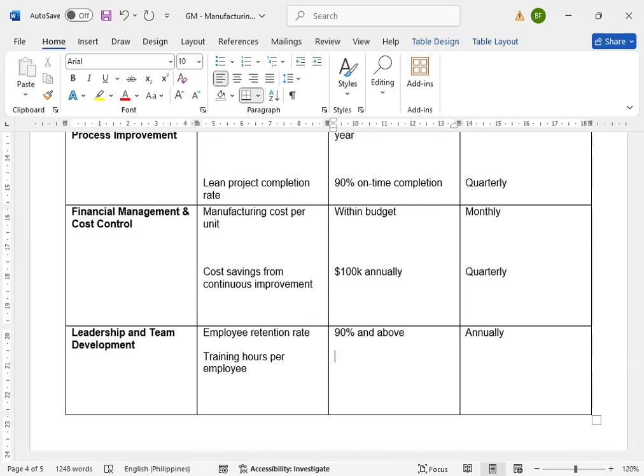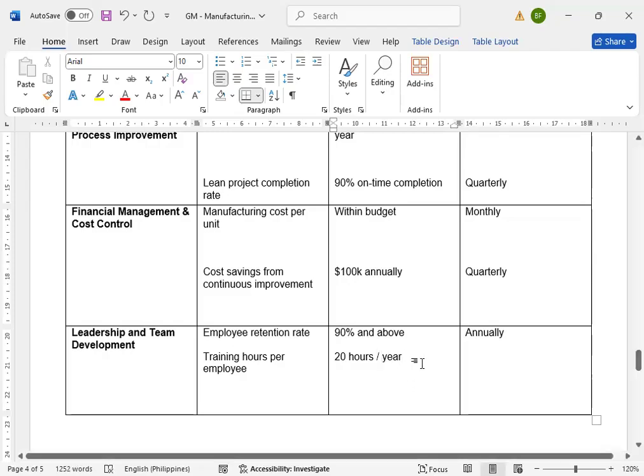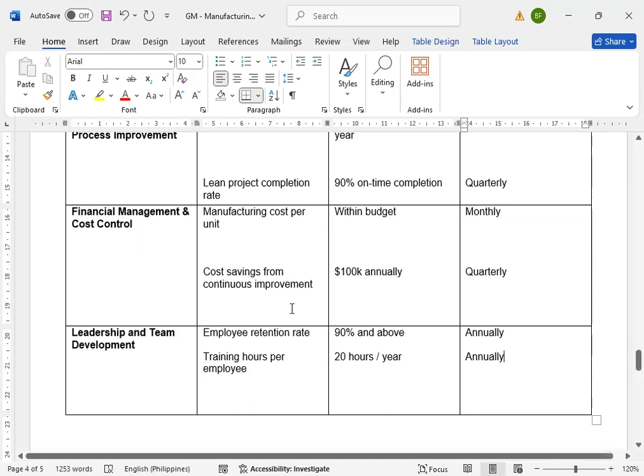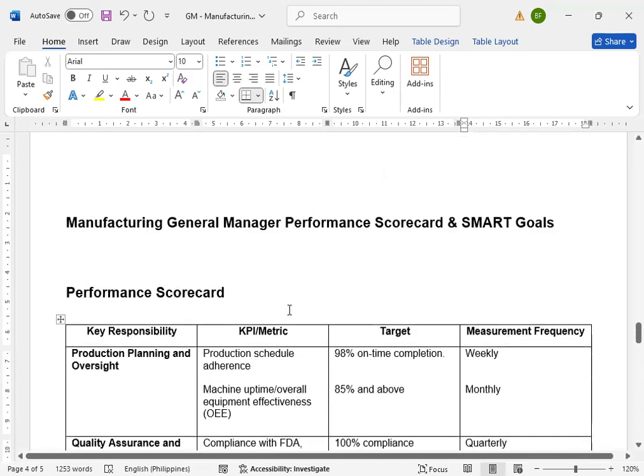So this would be 20 hours. That would be fair enough. 20 hours per year of training. It means they could have one, two, or three trainings in a year. You also don't want to put lots of training, otherwise he'll not be able to do his job, and this would be done annually. Okay, this is it for our presentation of the manufacturing general manager performance scorecard.